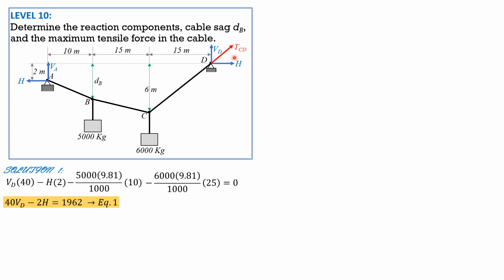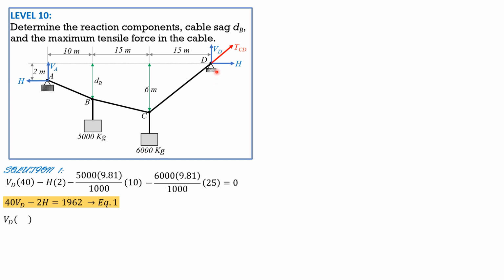Then we have tension CD here. The moment of the resultant equals the sum of the moments about it of its components, so we cut CD, then we sum up moments about C considering forces only to the right of that cutting section. So only V sub D and H will be involved because T sub CD passes through C.